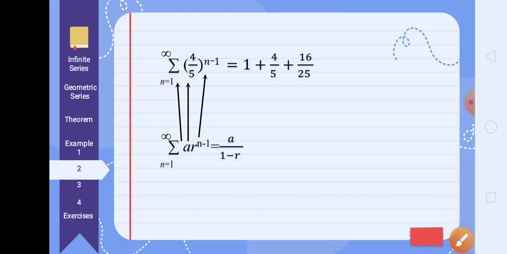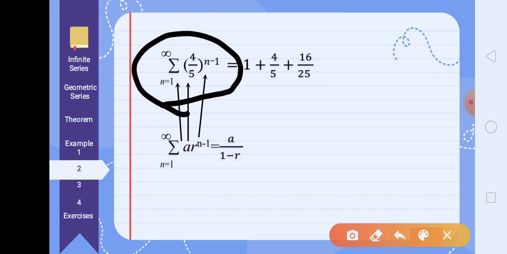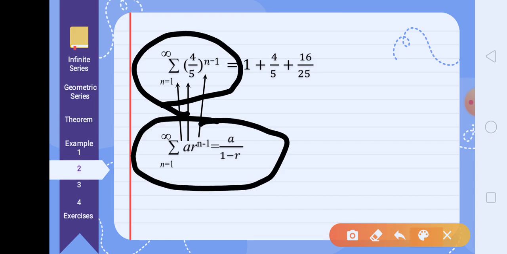And in front of our ratio is our A here. That's our A. And same n minus 1 and n minus 1. So when you encounter this form, we can use this formula in solving this problem.